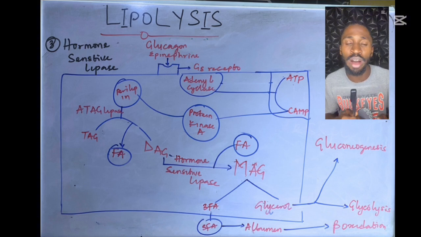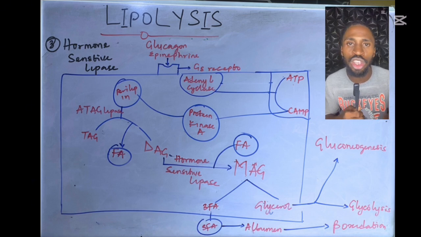When they form cyclic AMP, what happens? Cyclic AMP converts protein kinase B to protein kinase A. When you form protein kinase A, what happens? The protein kinase A stimulates two enzymes, which are perilipin and hormone-sensitive lipase. Don't forget perilipin and hormone-sensitive lipase. So what does perilipin do? Perilipin will stimulate adipose triacylglycerol lipase. The adipose triacylglycerol lipase breaks down TAG to DAG. Don't forget, when you break down triacylglycerol to diacylglycerol, you remove 1 fatty acid.